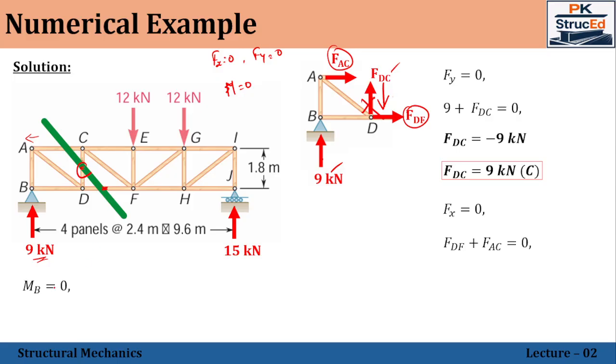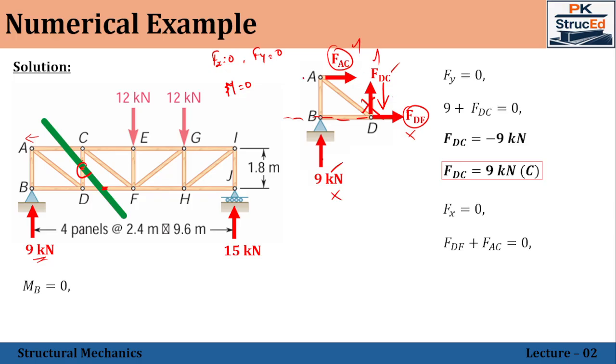So here I assumed the moment is equal to 0 at point B. Even the same can be assumed for point A or point D also. If I am taking point B, this will not create any moment, and this FDF also will not create any moment, because the line of action is passing through the point. So this also will not create any moment. Only these two will create a moment.